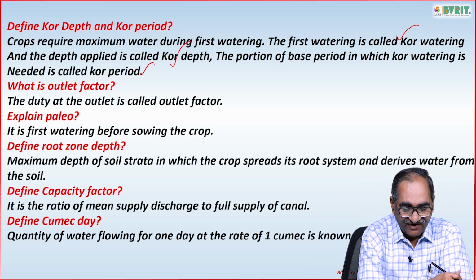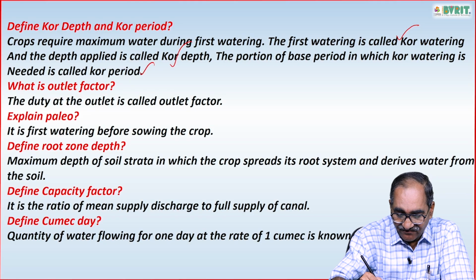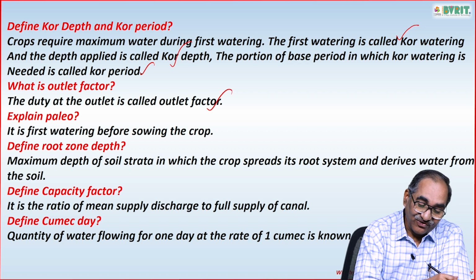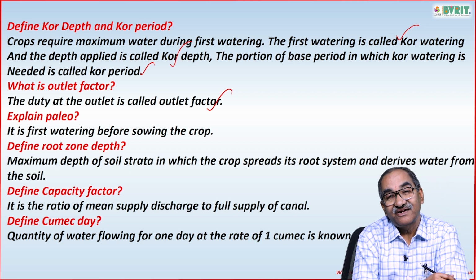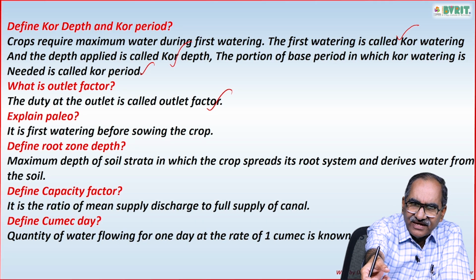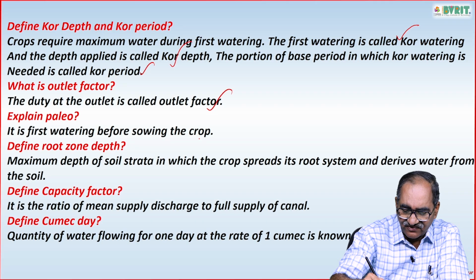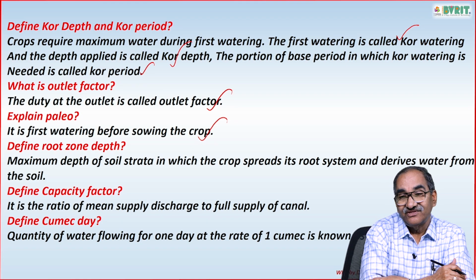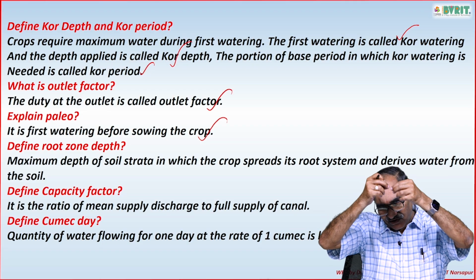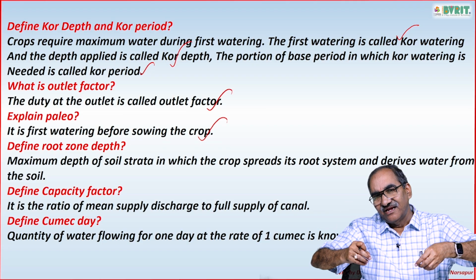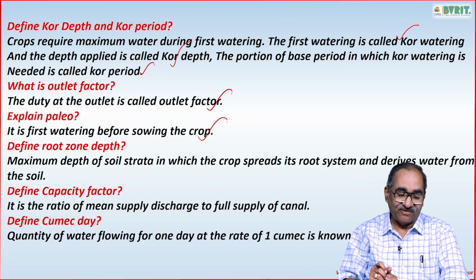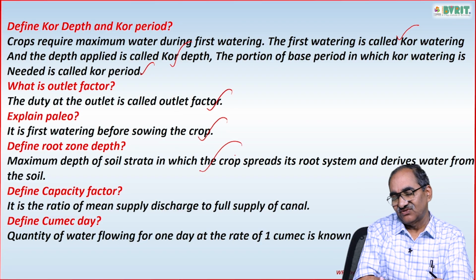Then what is outlet factor? The duty at the outlet is called outlet factor. And what is paleo? Paleo is the first watering before sowing the crop. Just before you sow the crop, that watering is what we call paleo. Then what is root zone depth? The maximum depth up to which the roots of the plant can extend, and from where the plant extracts water from the soil, is called root zone depth.